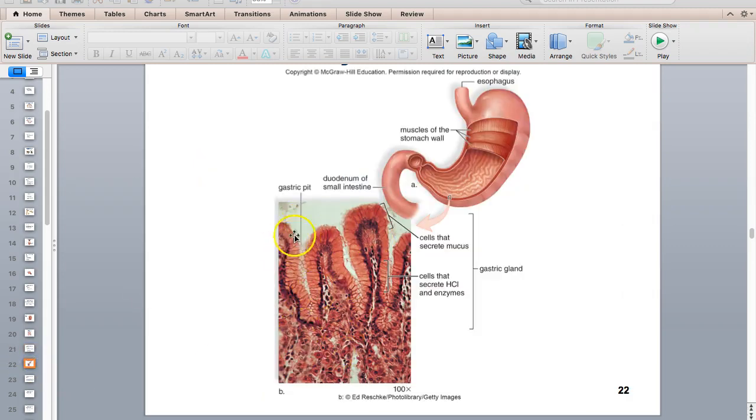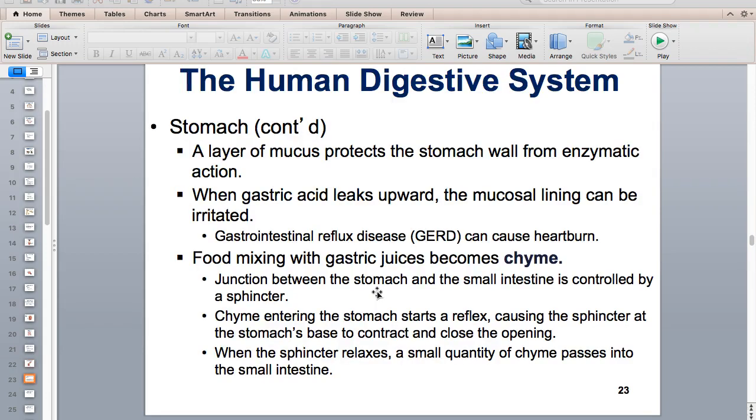So this is showing you here, you can see this gastric pit of the stomach, and these are the cells that secrete the mucus. This is also showing you cells that will secrete the HCl and that pepsin that we talked about. And this all makes up that gastric gland, so it's the whole gastric gland. This is the gastric pit here, and then you can see there are specialized cells, some cells that will produce mucus, some that will produce the hydrochloric acid and the enzymes.